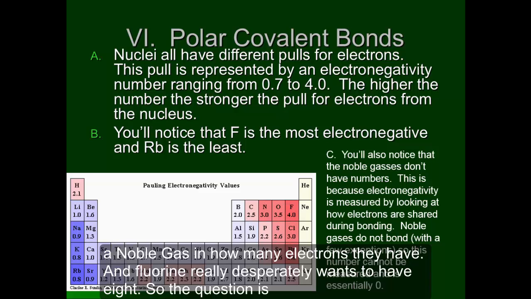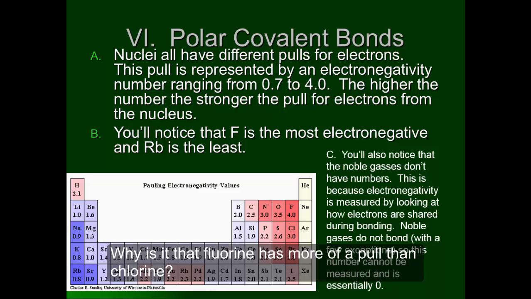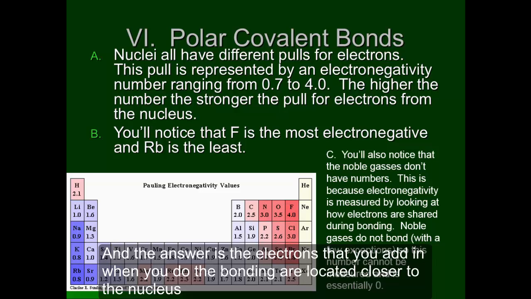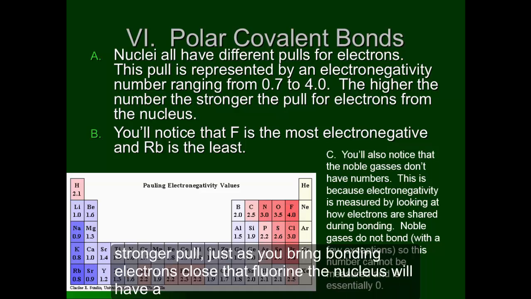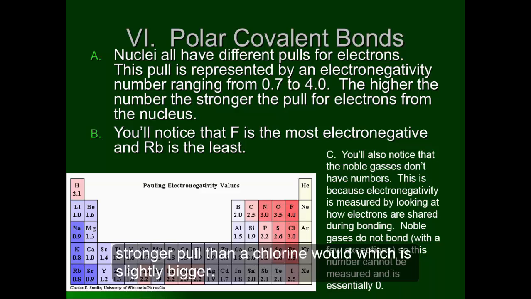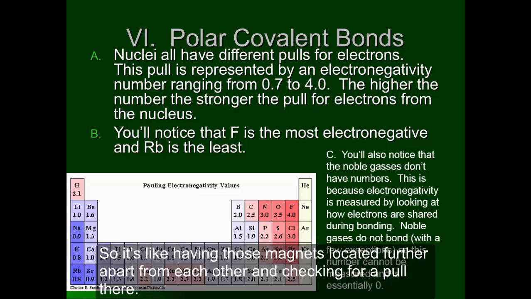So the question is, why is it that fluorine has more of a pull than chlorine? And the answer is the electrons that you add in when you do the bonding are located closer to the nucleus, because the size of a fluorine is smaller than the size of a chlorine. And so just as when you bring two magnets closer together, they have a stronger pull, just as you bring bonding electrons close to that fluorine, the nucleus will have a stronger pull than a chlorine would, which is slightly bigger. So it's like having those magnets located further apart from each other and checking for a pull there.